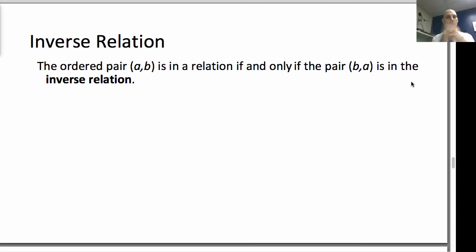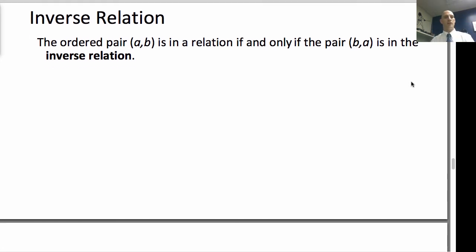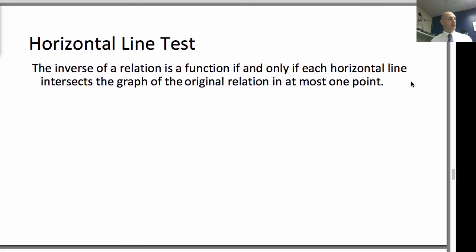So the ordered pair AB is a relation if and only if the ordered pair BA is in the inverse relation. Okay? And so when I switch x and y, it allows me to use something called the horizontal line test. Let's look at a graph.